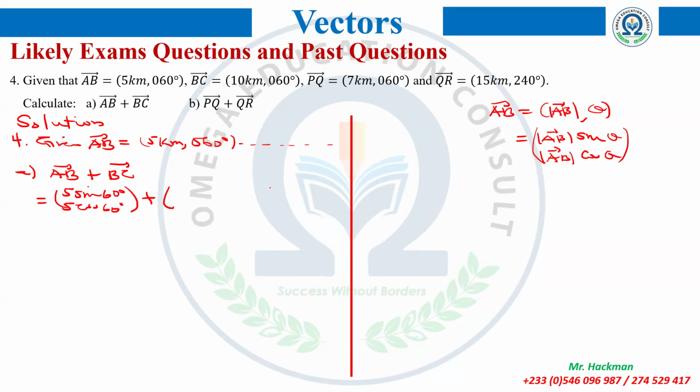So in that case, what is BC? BC is this, so it will give us the magnitude, which is 10. Then sine of the bearing. And I've told you the bearing angle, please take notes, don't write 060. It is 60 degrees. Then 10 cos 60 degrees.